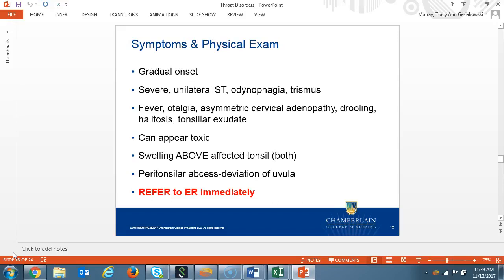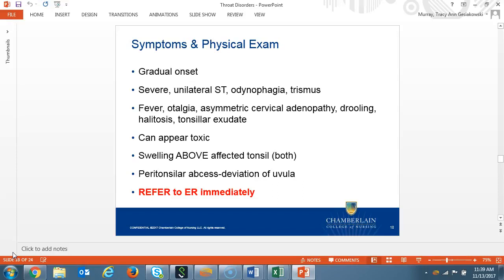Symptoms include gradual onset of severe unilateral sore throat, odynophagia, fever, otalgia, and asymmetric cervical adenopathy. Trismus, similar to lockjaw, or hot potato voice, speaking as if a hot object was in the mouth, is common. Toxic appearance, examples are poor or absent eye contact, failure to recognize parents, irritability, inability to be consoled or distracted, drooling, severe halitosis, tonsillar erythema, and exudates can also be observed.